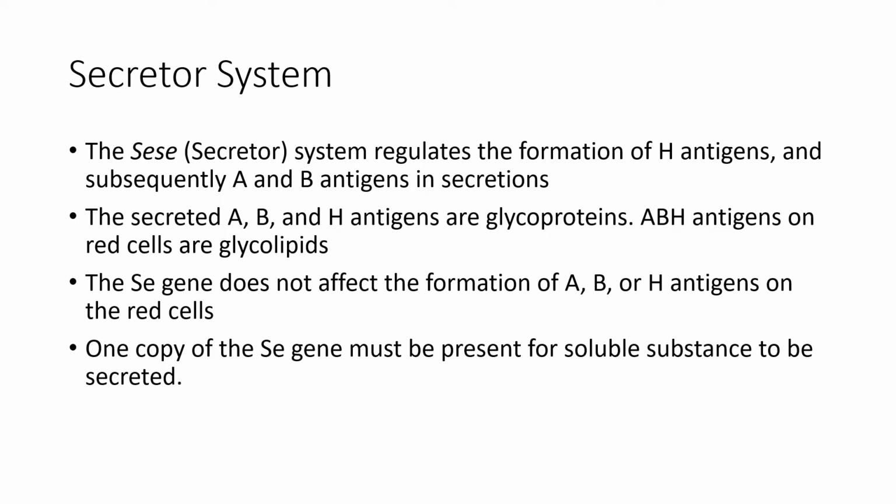The secretor A, B, and H antigens are glycoproteins. The A, B, H antigens on cells are glycolipids. The capital SE gene does not affect the formation of A, B, or H antigens on the red blood cells. One copy of the capital SE gene must be present for soluble substances to be secreted.